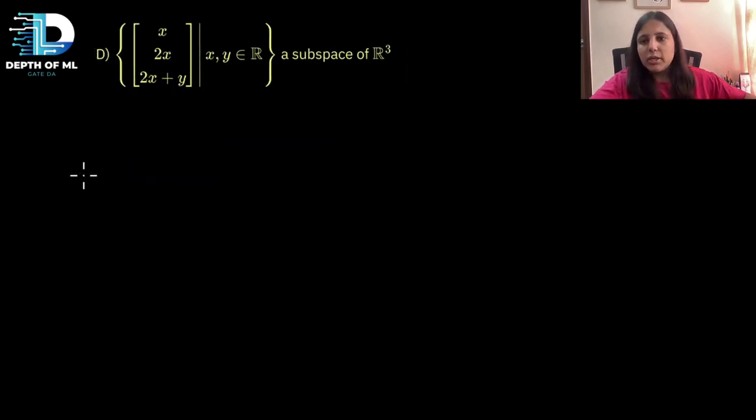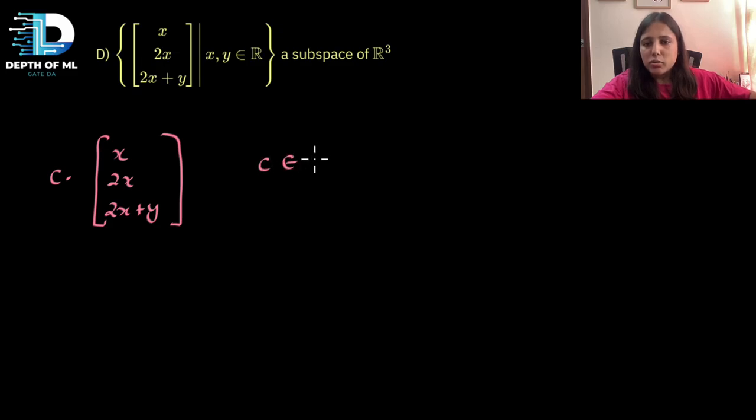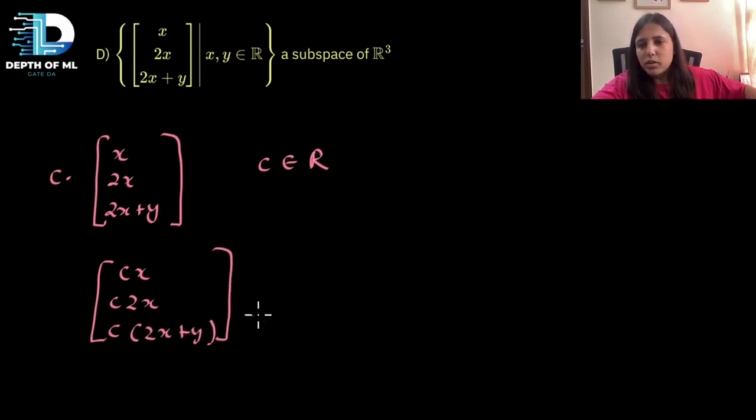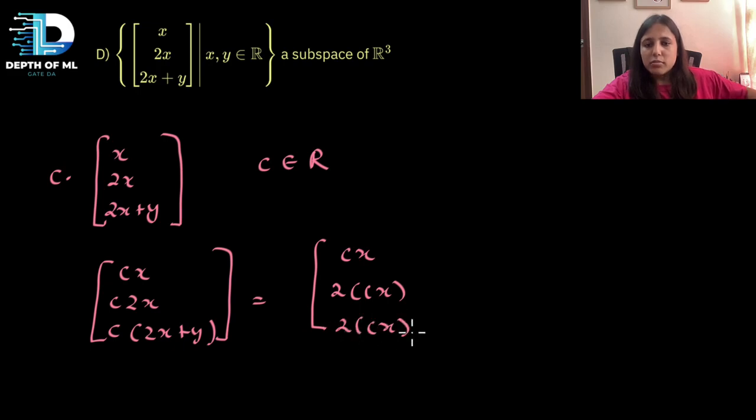So how will we check for scalar multiplication? I'll take a vector which is x, 2x, 2x plus y, and let me multiply it by c, where c belongs to R. So I'll get cx, c into 2x and c into 2x plus y. Now I'll have it as c into x, 2 into cx, 2 into cx plus cy, right?